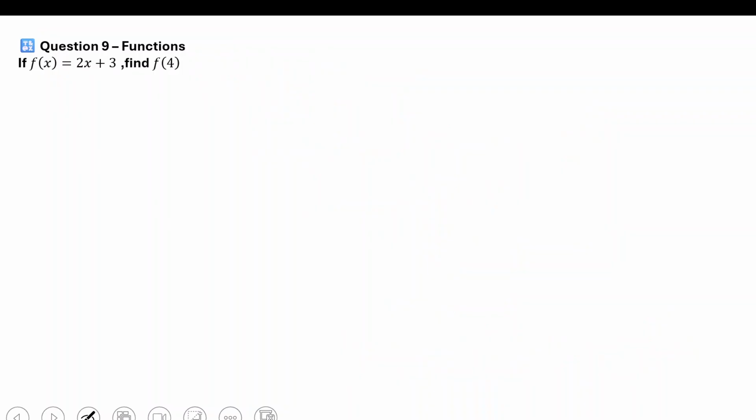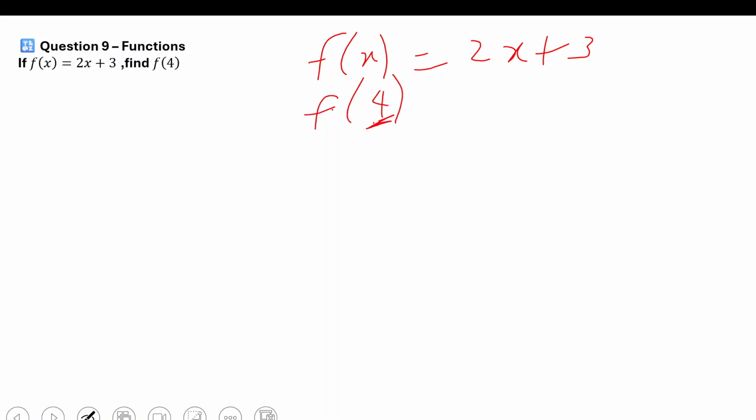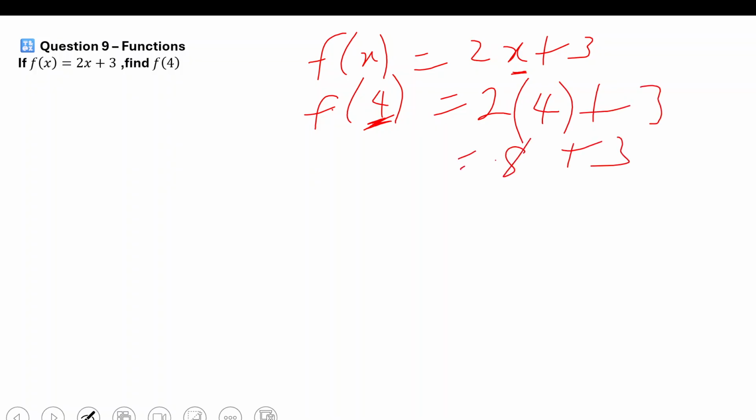Okay, so functions. You say if f of x is equal to 2x plus 3, find f of 4. What this means is that I'm going to be putting 4 where I see x in the expression. So I just come here, 2 open bracket, 4 close bracket plus 3. So 2 times 4 is 8 plus 3, and 3 plus 8 or 8 plus 3 is 11. So f of 4 is 11 for that expression. Right.